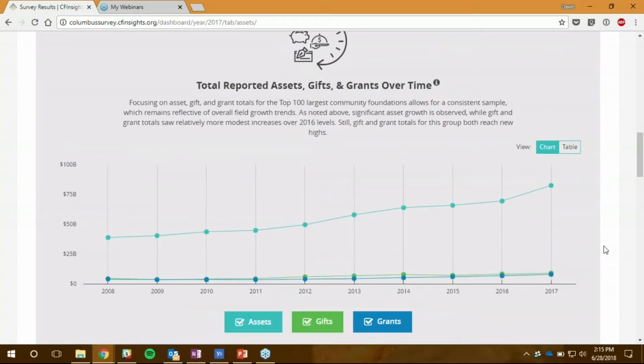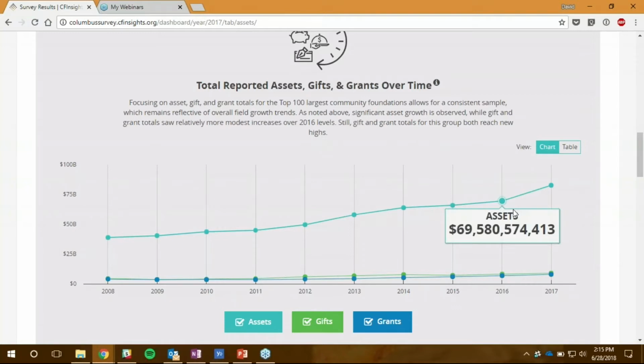So if we take that knowledge and apply it, I should say, take a look at the top 100 community foundations by asset size in the country longitudinally, which allows us to perform analyses on a consistent sample over time. These foundations are reporting assets that are a little bit more than $13 billion more than they reported in 2016. So there's still accelerated growth.